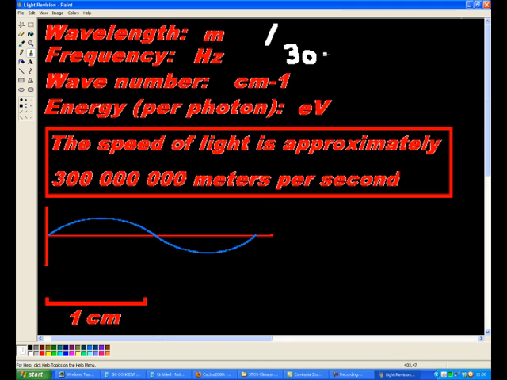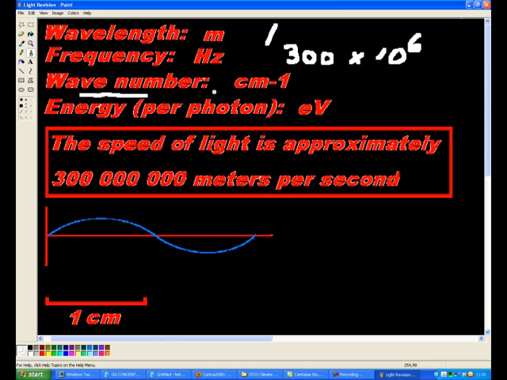300 times 10 to the 6. Okay, therefore, with a wavelength of 1 meter, the frequency is 300 million per second. So now I want to introduce a new unit, and this new unit is the wave number.